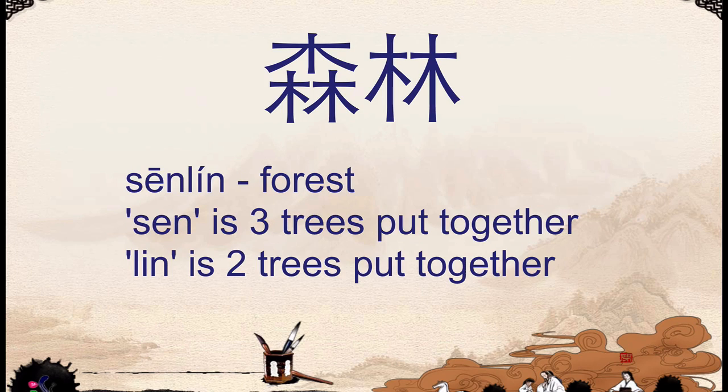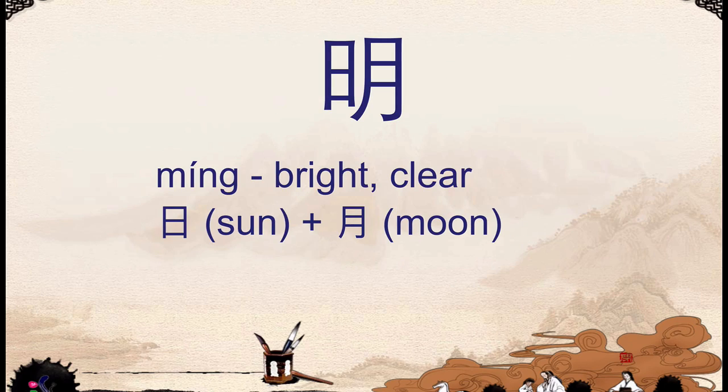This word 森林 means forest. 森林. These 2 characters are both made up of the radical for tree. The character on the left is 3 trees put together, and the character on the right is 2 trees put together. And these 2 characters together, 森 and 林, 森林 means forest. Another single character here, ming, means bright or clear. This is made up of 2 parts. The left-hand side is sun, 日, and the right-hand side is 月, which means moon. The sun plus the moon represents bright or clear.